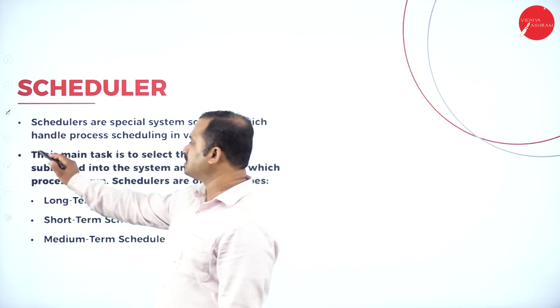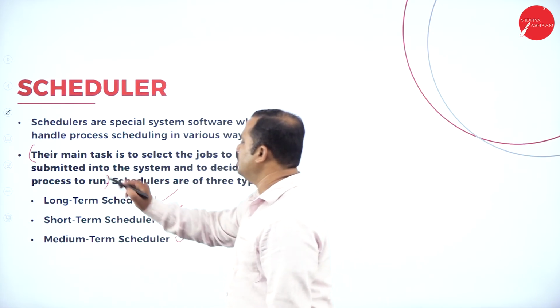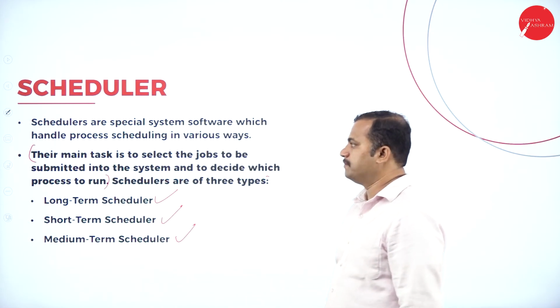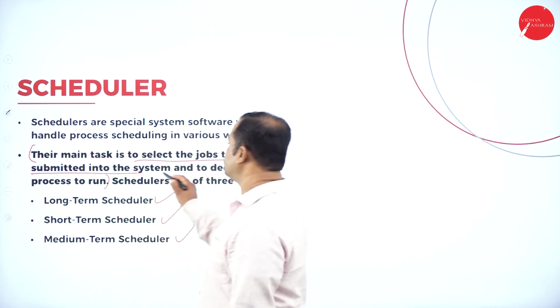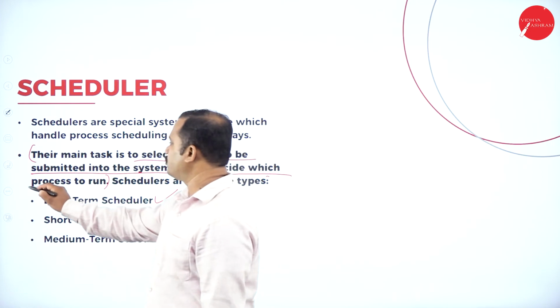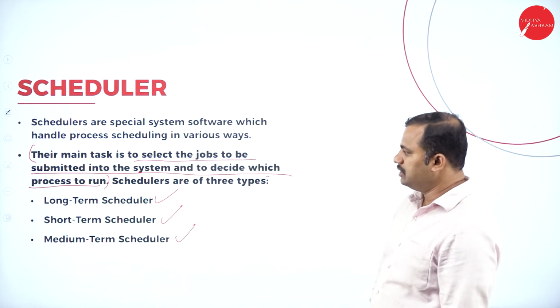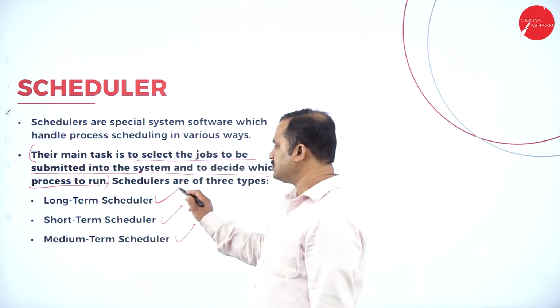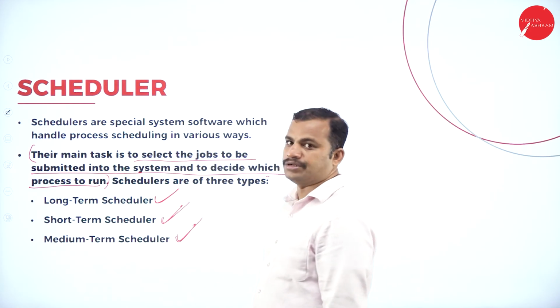What is the main task of this? The main task of this is to execute the program. That means to select the jobs to be submitted into the system and to decide which process to run is called the scheduler. There are three different types of schedulers. One is the long-term scheduler, another is the short-term scheduler, and the third is the medium-term scheduler.